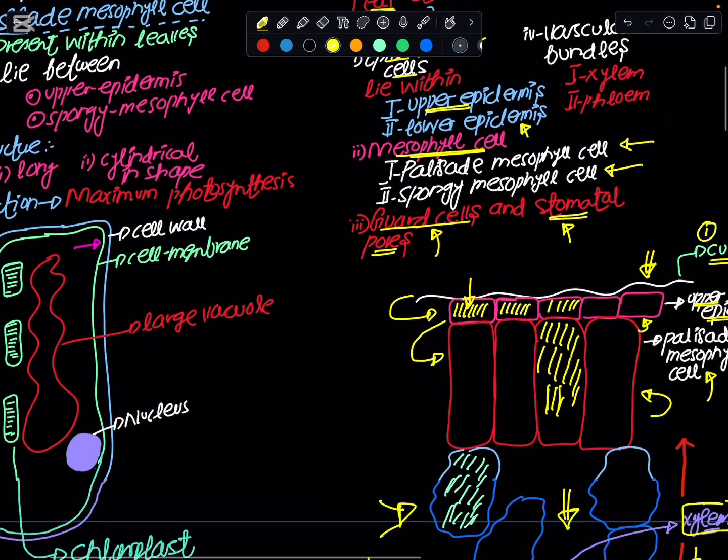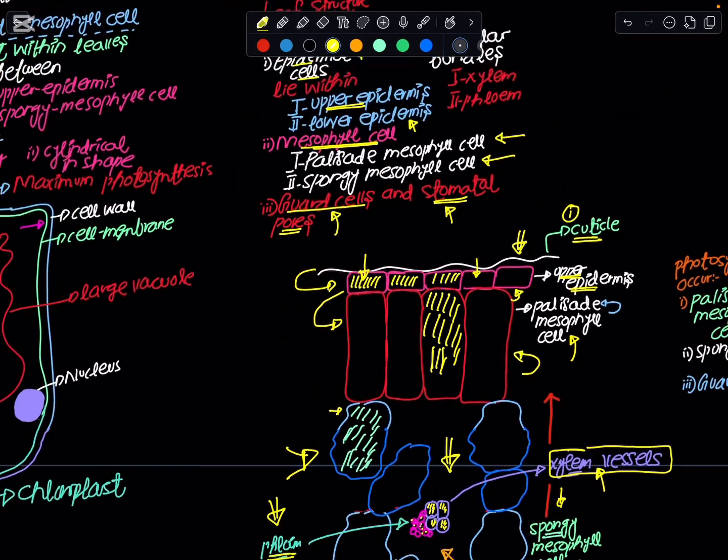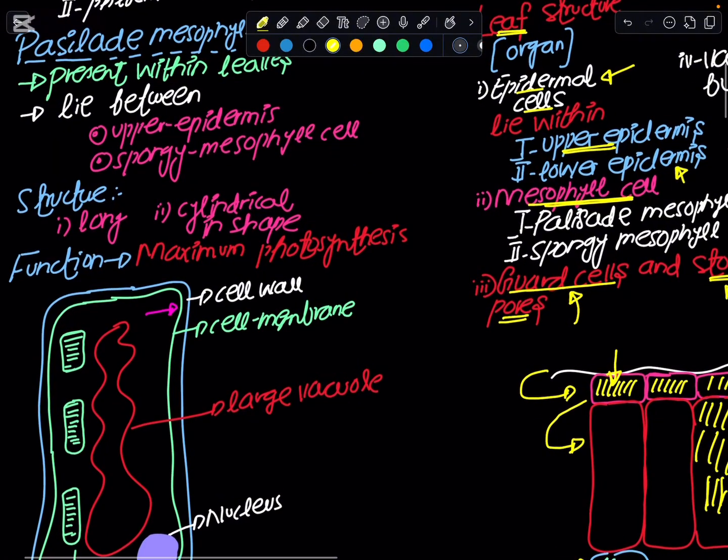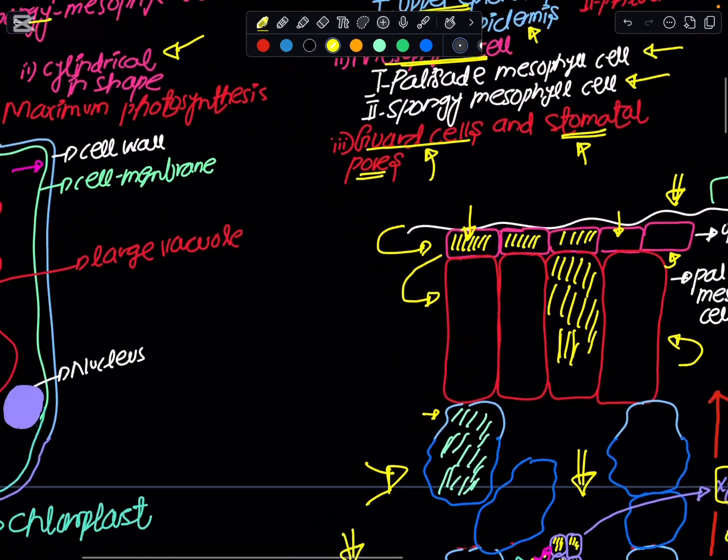So, as we have seen, these palisade mesophyll cells lie in between the upper epidermis and the spongy mesophyll cells. And overall, if we talk about their structure, how it looks like, it is long and cylindrical in shape, and they are closely packed.